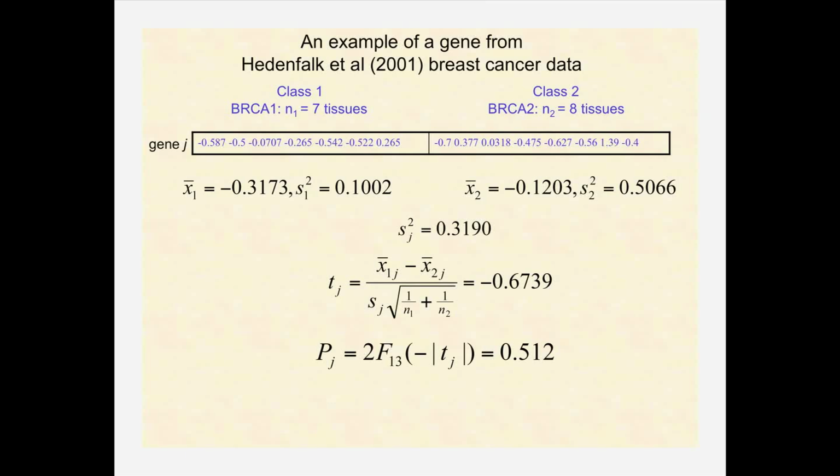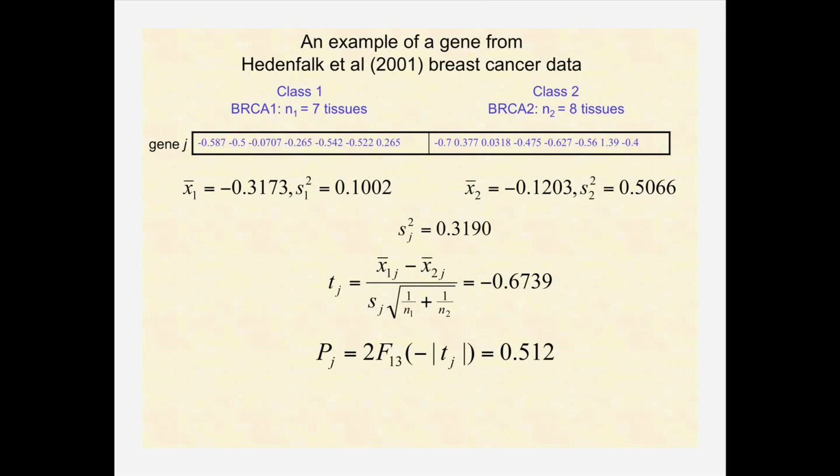So we've got some gene here, and these are the values after the normalization. We work out the sample means and sample variances. We may pool the sample variances. We get a value for the t statistic, and then we can work out the p-value, which here is 0.5.